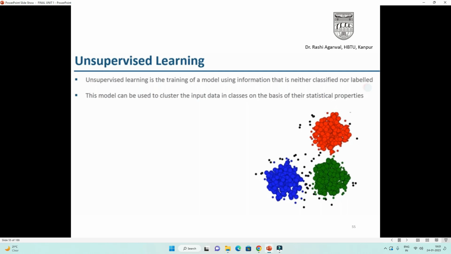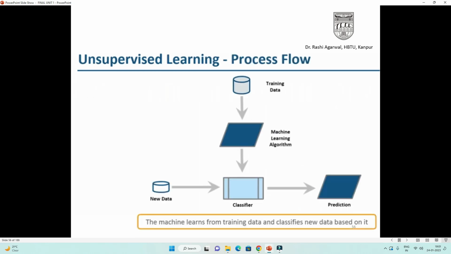So the model is used to cluster the input data into classes on the basis of statistical properties. I could have mean, median, mode, the simplest ones, or I could have more complex statistical properties such as texture, moments, etc. to be able to classify the data.